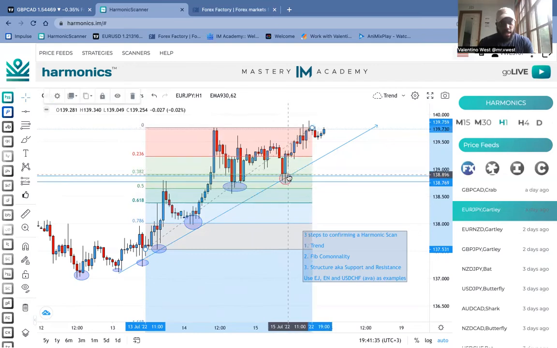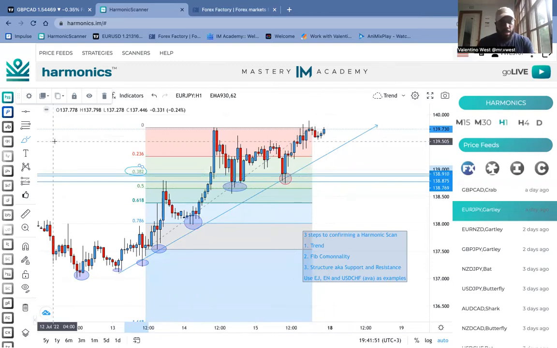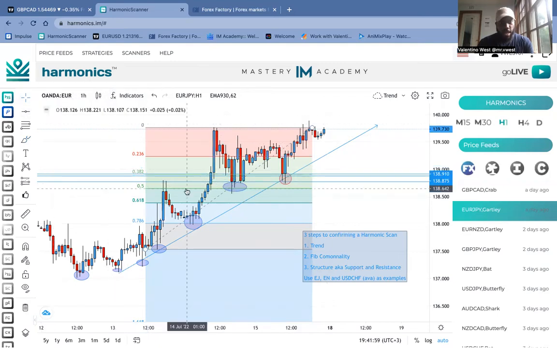So what I'm seeing here is we have a 382. We have our 382 level, and it's right underneath the body of the red and the blue candle that it was telling us to enter on. So now we really have some commonality because essentially it's telling us this zone would be a good place to enter at. This is what the fib commonality is telling us.